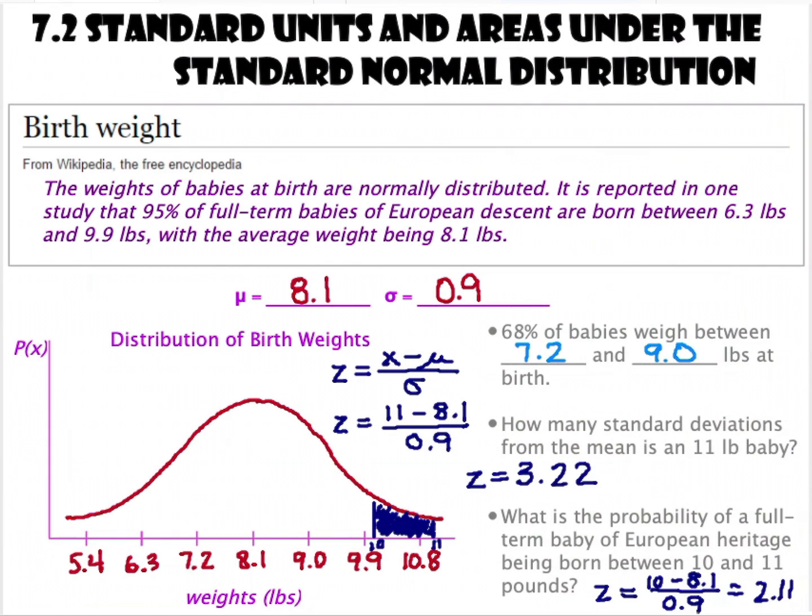Now, why are we doing that again? It's because we want a way to find the area right here. They can't have every possible normal curve figured out, so they have every possible z-score figured out instead.